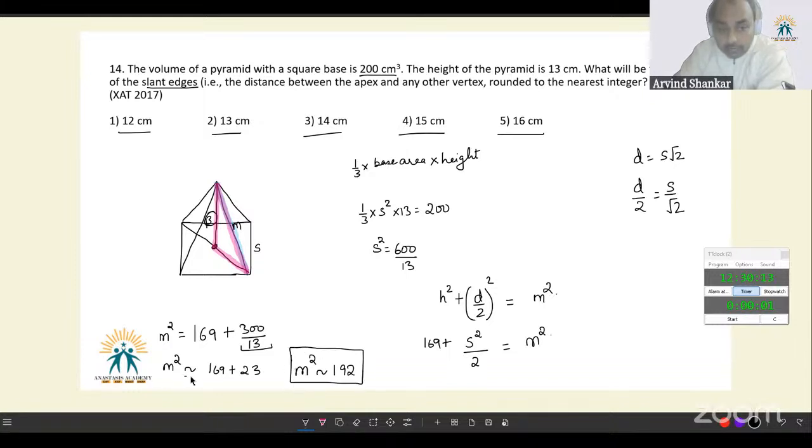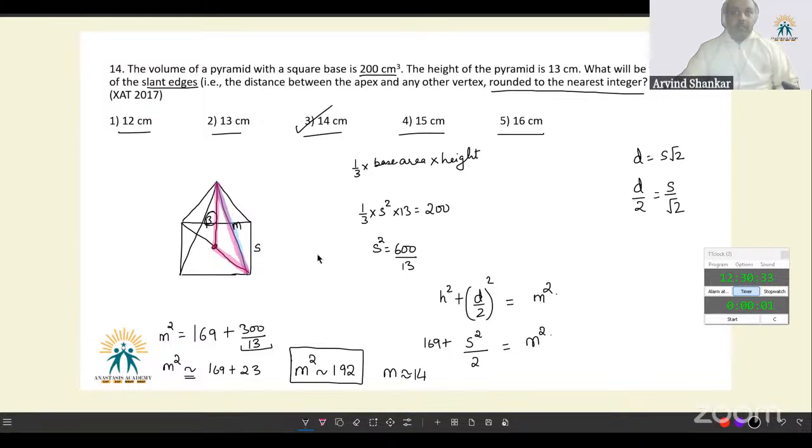And the idea for me roughly approximating it to 23 and doing it is this here in the question. It told me to round it off to the nearest integer. If m square is 192, m would roughly be equal to 14. And option 3 is the right answer here. I don't need to do precise calculation.